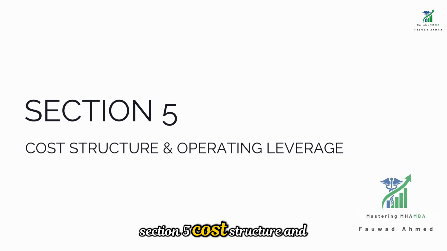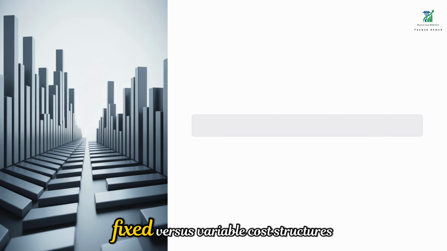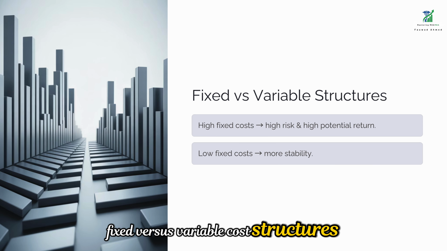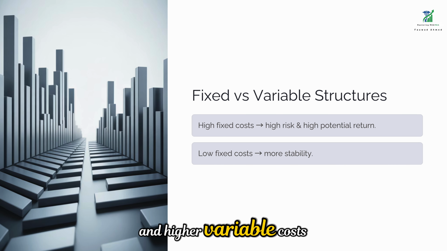Section 5. Cost structure and operating leverage. Fixed versus variable cost structures. Organizations face a choice between higher fixed costs and higher variable costs. High fixed cost structures have greater risk but also greater profit potential at high volume.